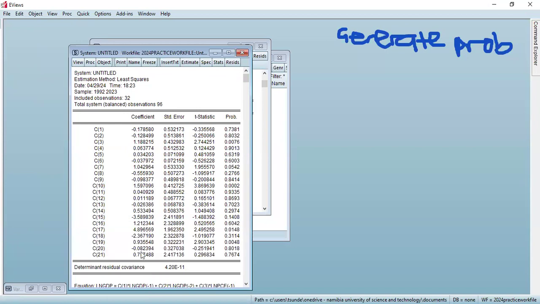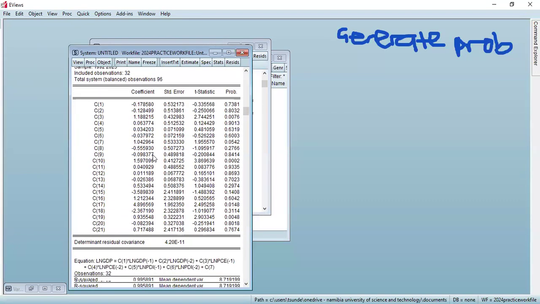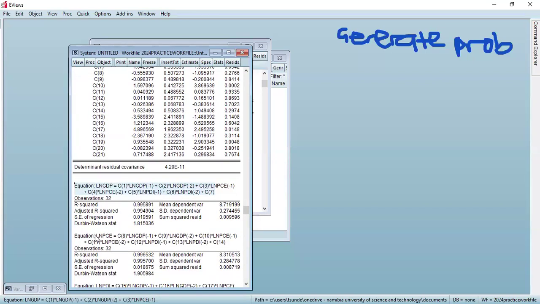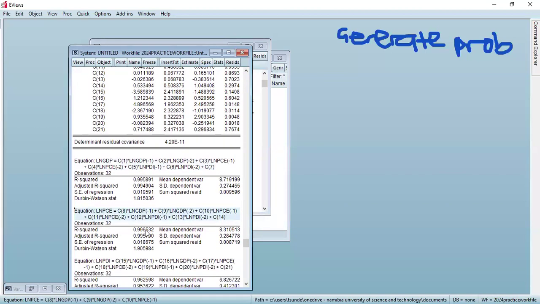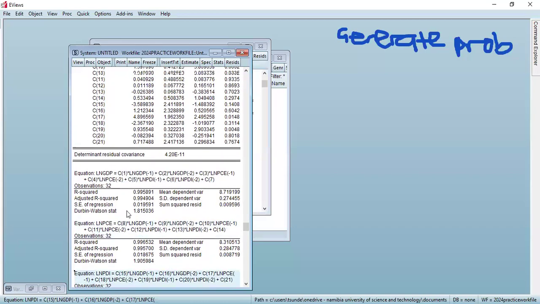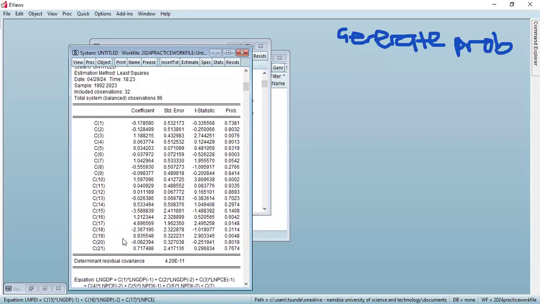Right. So as you can see, these are our models. The three equations that we were seeing, the first one is this one. This is the first equation. And the second equation is the lnPCE equation. And the third equation is the lnPDI equation. All of them are represented in these results.